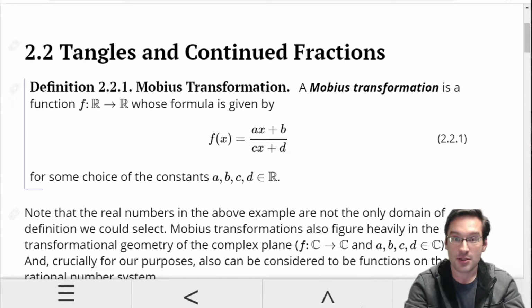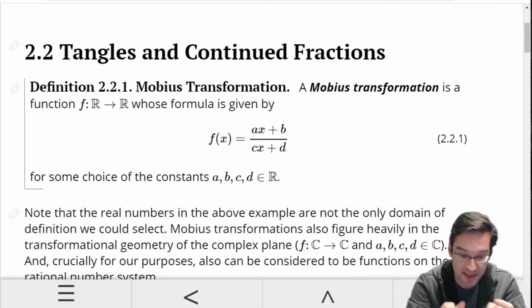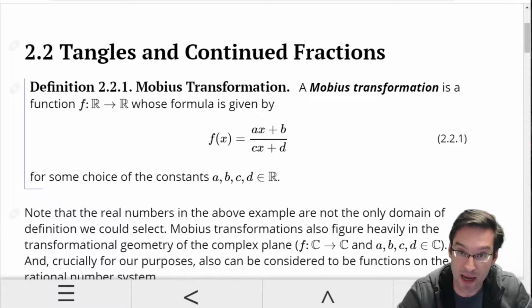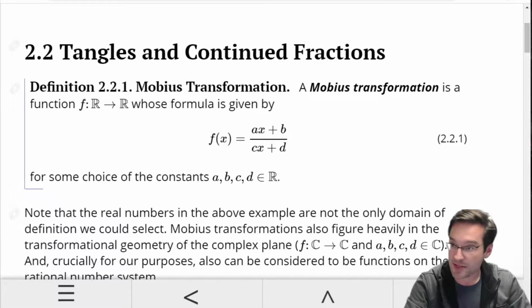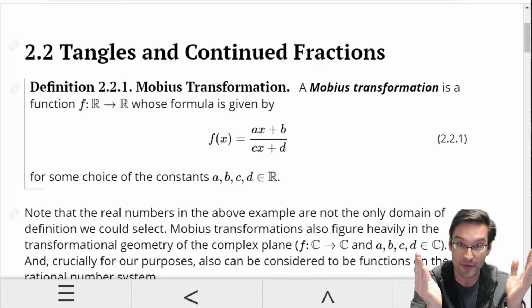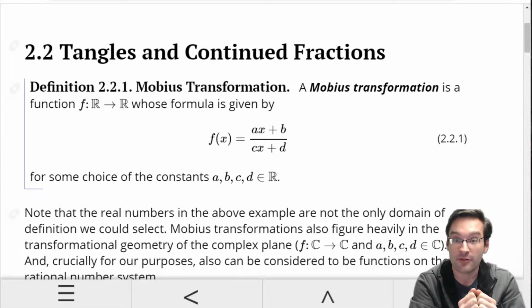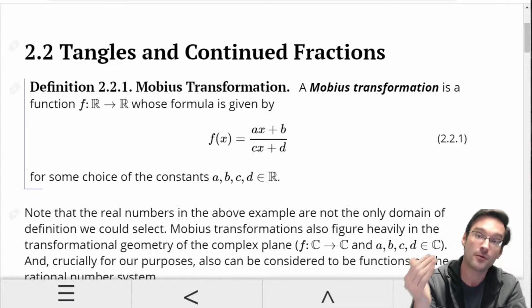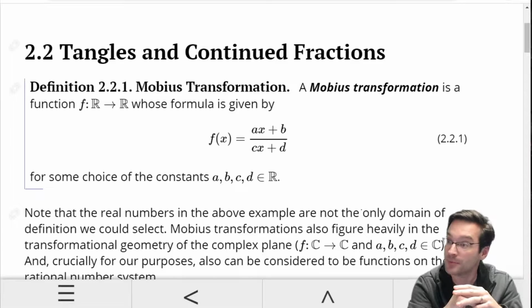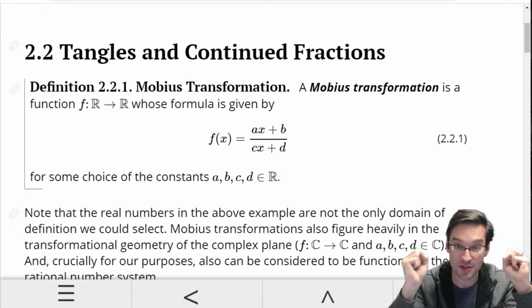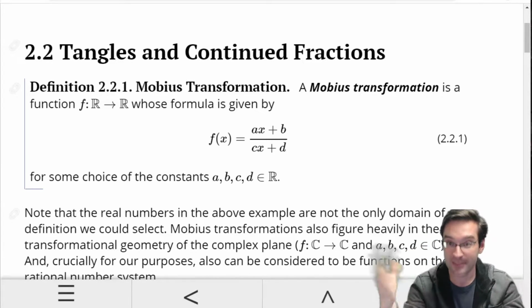So the kinds of functions that we're going to look at as the best candidates for representing the algebra in the rational tangle group are a set of functions called Mobius transformations. And a Mobius transformation is nothing more than what we get if I take a linear function, f of x equals ax plus b, and another linear function, f of x equals cx plus d, and I just form the quotient of the former by the latter. So Mobius transformations are just a linear function divided by a linear function. And that's all there is to it.